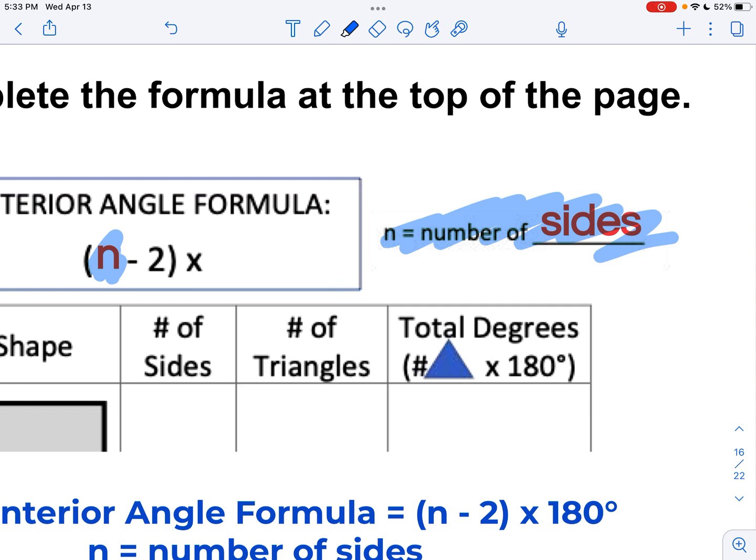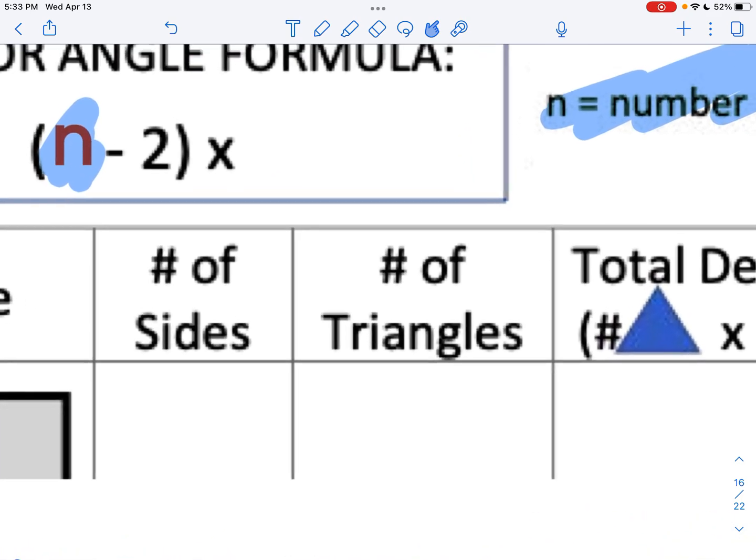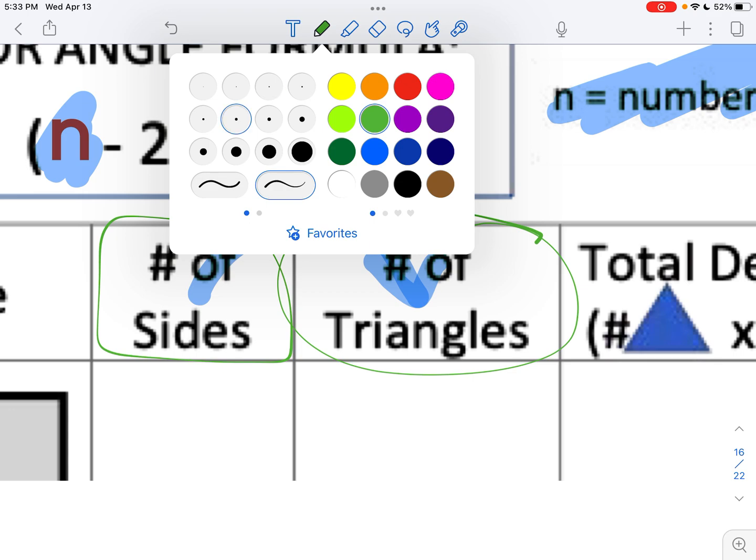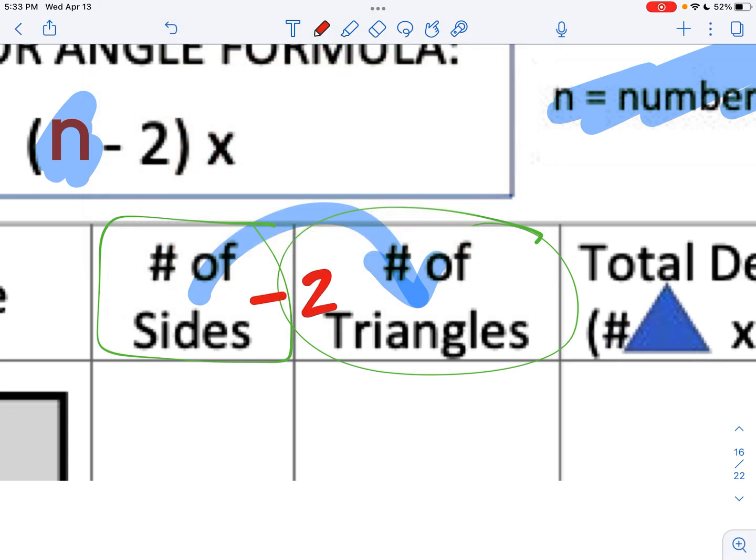If I know the number of sides a polygon has, a straight-sided shape, I can take that number of sides and I can subtract by 2. Because when I do, I will go from the number of sides to the number of triangles. I will move from the sides to the triangles if I just minus 2. That's what we just talked about.